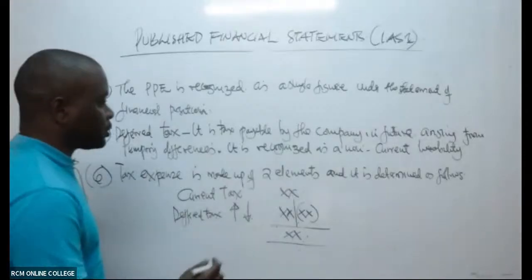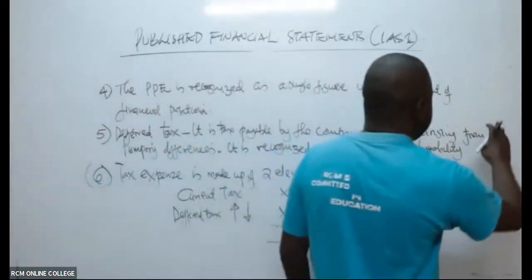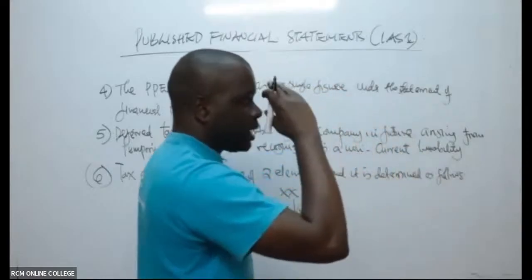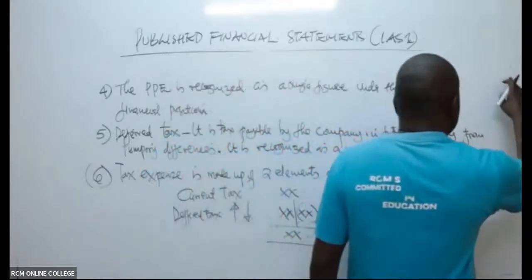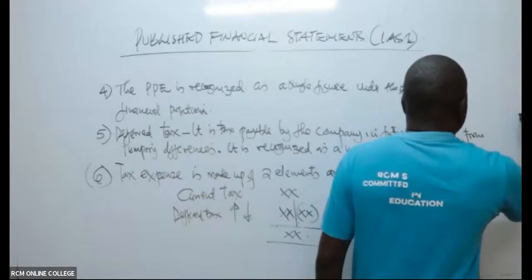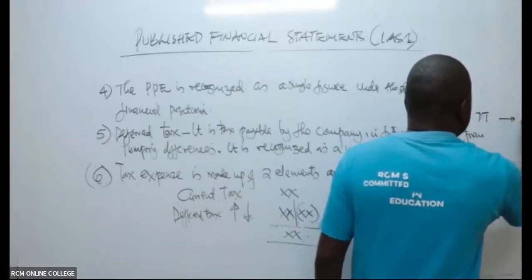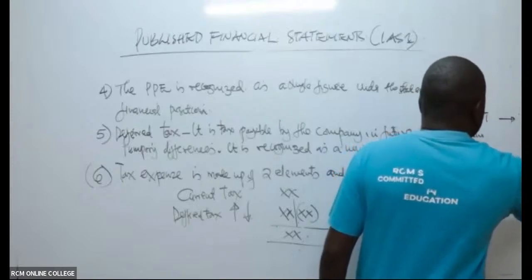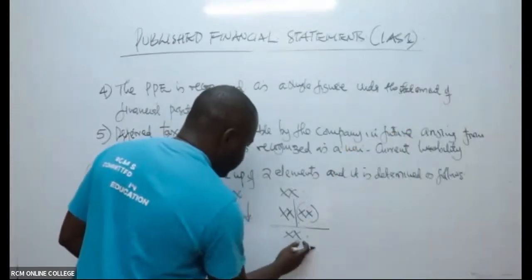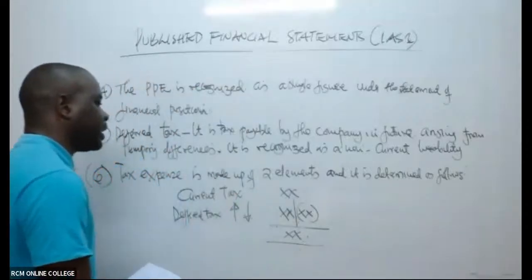In short, in the trial balance, you'll be given balances. In the trial balance, you'll see on the credit side, because that is at the start of the year, maybe you've been given, for example, a deferred tax of, let's say, in this case, 120. To get the tax figure to include in the income statement.